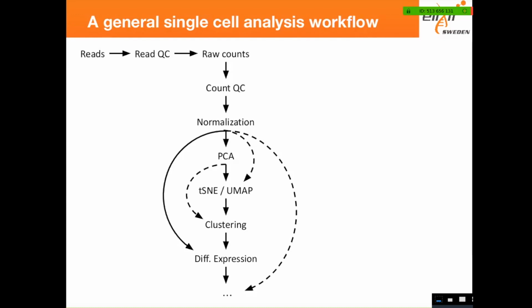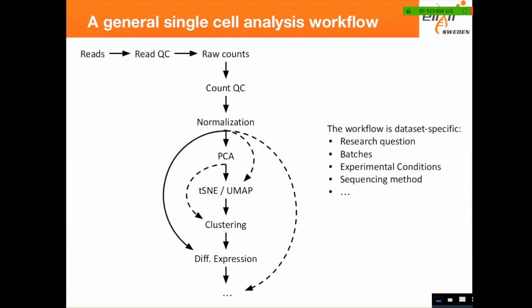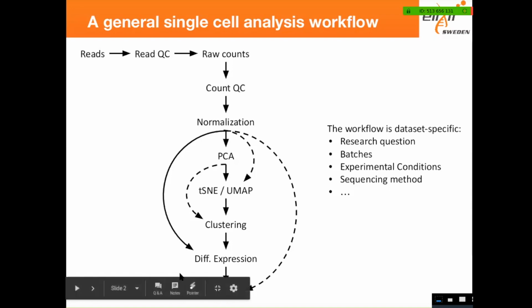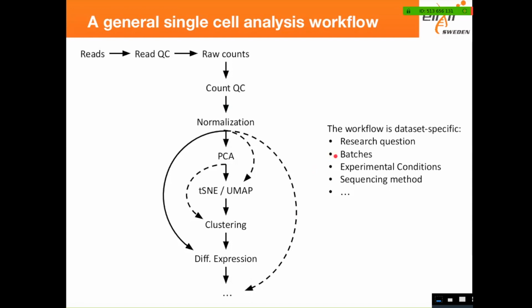I'm not going through every single detail of why you should do each one of those. But the arrows here would be the standard way of doing the analysis, let's say. The workflow will depend much on your research questions. If you have batches, then you use CCA or MNN that you saw yesterday, or many other factors.